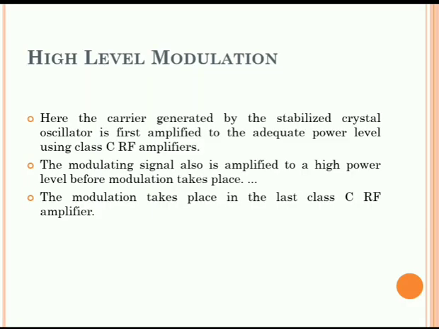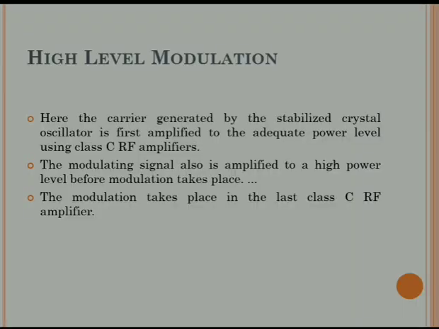Here in the high level modulation, the carrier generated by the stabilized crystal oscillator is first amplified to the adequate power level using a CRF amplifier. Means we use two signals for the purpose of modulation. One is the original signal or baseband signal, whatever signal we want to transmit from one place, and another is the carrier signal. These two signals are very important for the purpose of modulation.